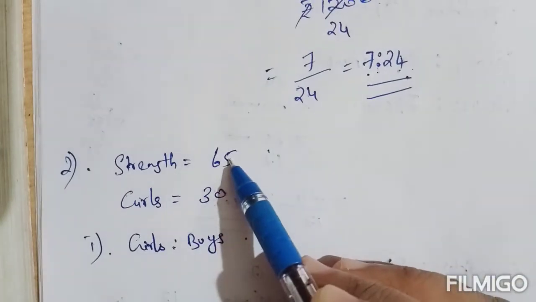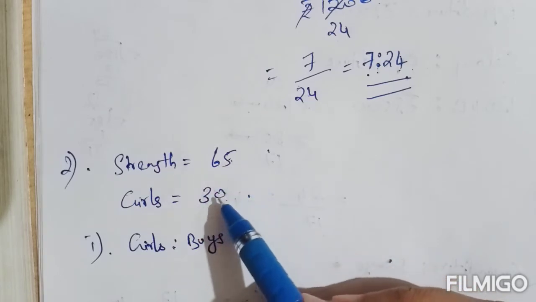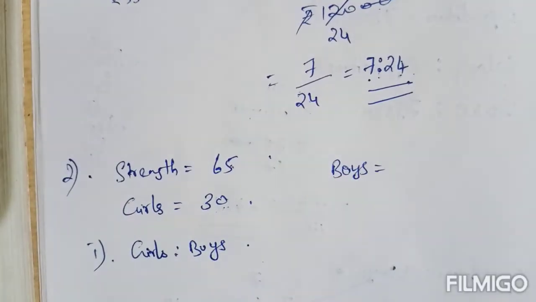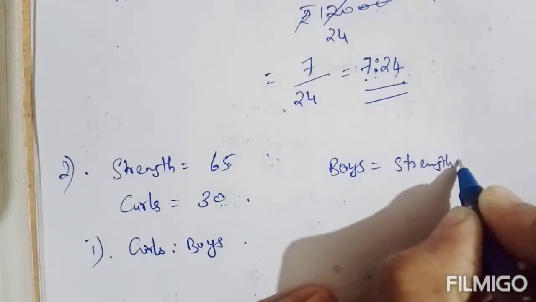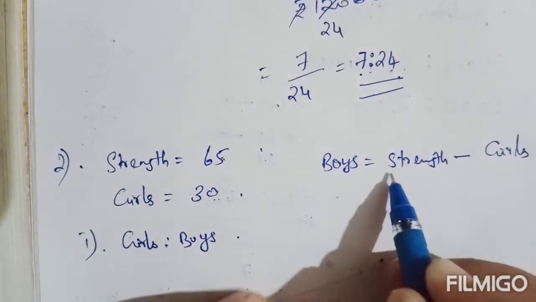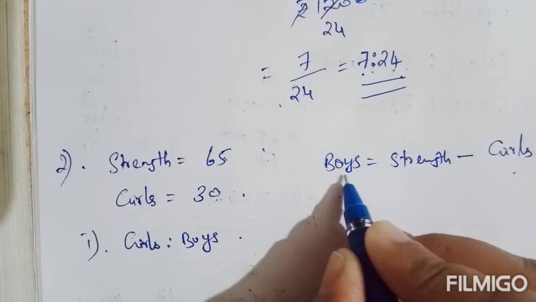So the total students in the class is 65, and among that total, 30 are girls. So what will be the number of boys? The number of boys will be the total strength of the class minus the number of girls. From the total strength, if you subtract the number of girls, you will get the number of boys in that class.